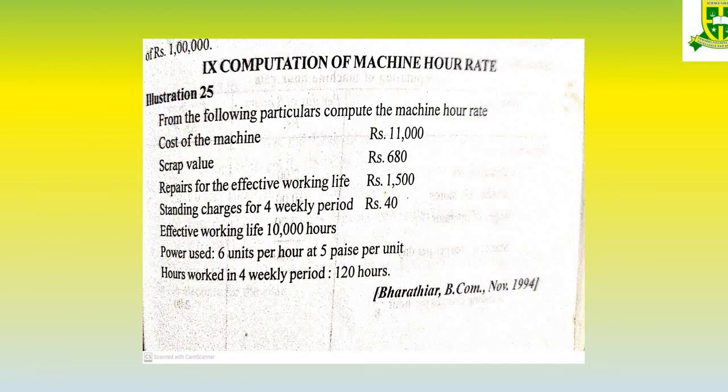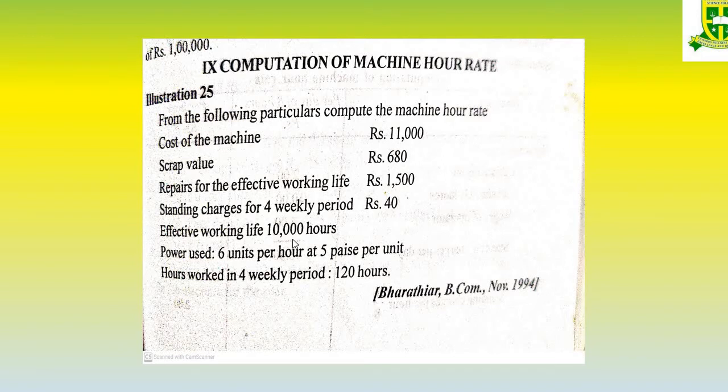So here, for the cost of the expense, we have to show only the expenses, no assets. There are two expenses, one is standing expenses, the other one is machine expenses. The cost of machinery is given, scrap value, repairs, and the estimated working life is 1500. Standing charge for a 4-week period, which is nothing but 1 month, is 40. And the effective working life is 10,000 hours.